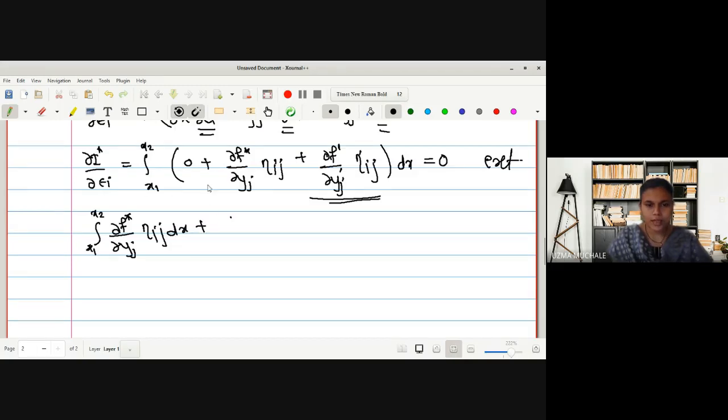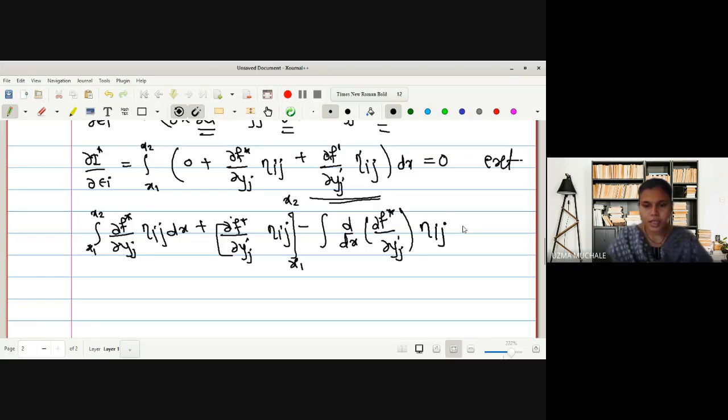Okay, now let us find the integration of this term. For that, let me keep dou f star by dou yj dash as it is, because we don't know what this is. The integration of eta ij dash of x will be nothing but eta ij, because integration and derivative are both with respect to x, and hence we get the result. We have to evaluate the values between x1 and x2, minus the integration of the derivative of the first term. What is your first term? F star, differentiated with respect to yj dash, and this eta ij as it is, dx, equal to 0.